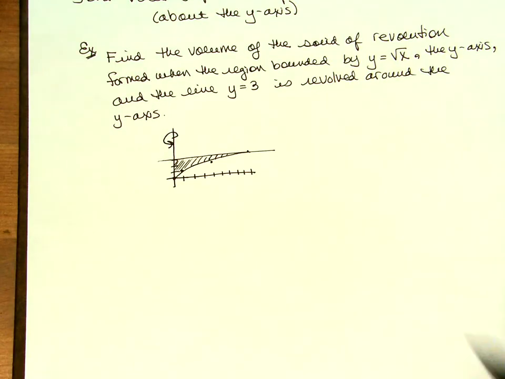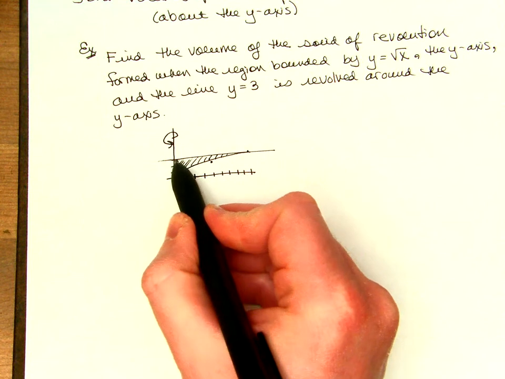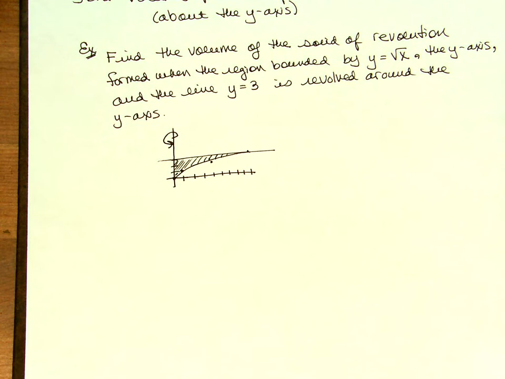We don't actually know how to do this yet, but I think you should be able to look at this region and decide, is this going to be a disk method problem or a washer method problem? Is there space between the region and the line I'm spinning around, or is there no space? And hopefully you'd say that there's no space. It's completely flush along that y-axis, so this is just going to end up being a disk method problem.